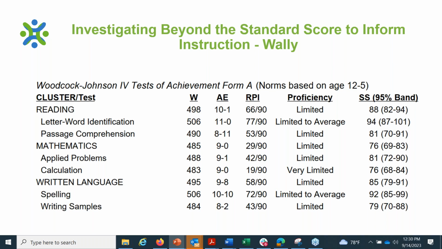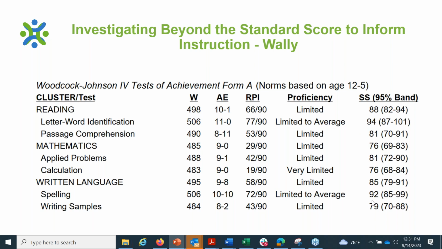snapshot from a student, Wally, and you can see with Wally, here's the reading cluster with letter word identification, passage comprehension. We've got the math cluster with applied problems, calculation, and then the written language with the spelling and the writing samples. But we can go over and we could see here are our standard scores, right? So, 88 on the reading. Student scored a 94 standard score on the letter word identification.